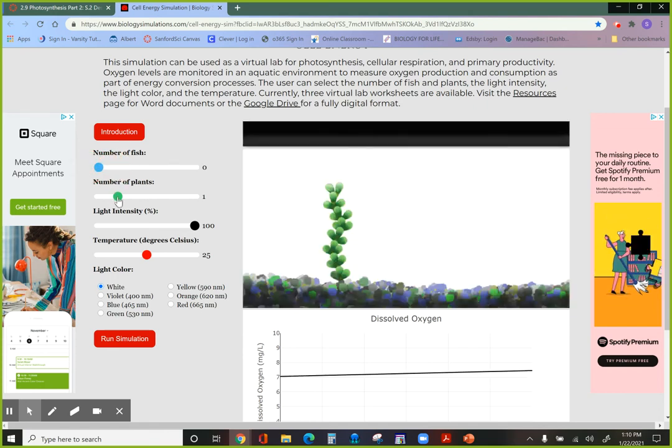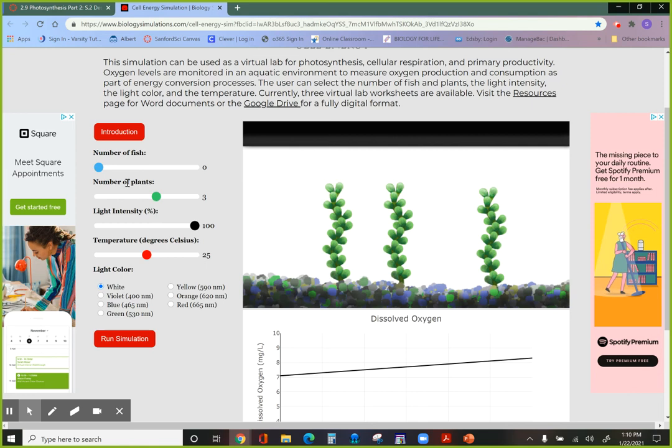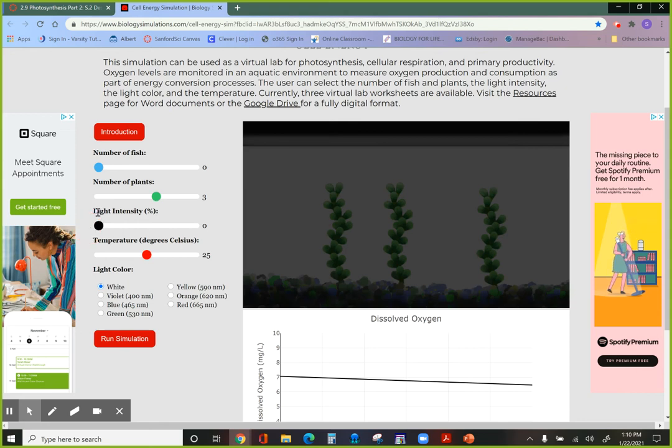You can choose the number of plants, but that can't be your independent variable. You can set the plants for however many you want. I don't care if you have 1 plant or 10 plants, totally up to you. But that's got to stay the same throughout your entire experiment. You can change the intensity of the light. So you can do 0, 20, 40, 60, 80, 100%. That's fine. That's 5 different levels.